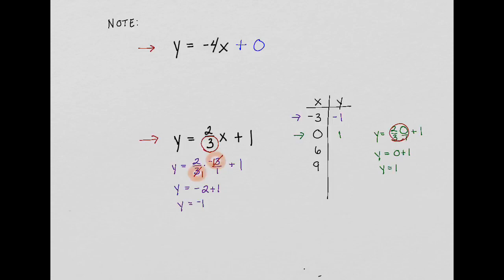Lastly, maybe let's do the one with 9 in it. If I do y is equal to 2/3 times 9, and I'm going to write that 9 over 1, plus 1, again, I can cross-reduce. The 3 will become a 1, the 9 will become a 3, because I was able to divide both of those numbers by a 3. My result ends up becoming y is equal to 2 times 3 is 6 plus 1, or y is equal to 7.